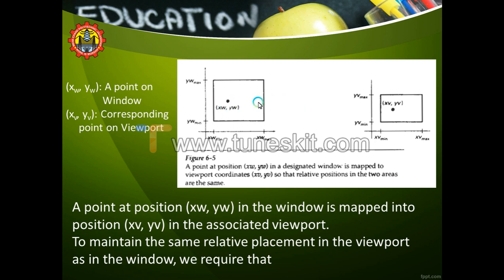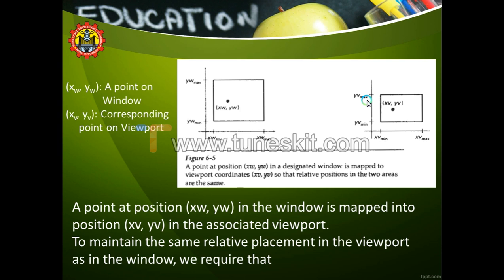Now our main motive is how we map this point from window to viewport. Means we have to calculate xv and yv. This viewport has the edges xv minimum, xv maximum, yv minimum and yv maximum. Why are we putting v with the x and y coordinates?